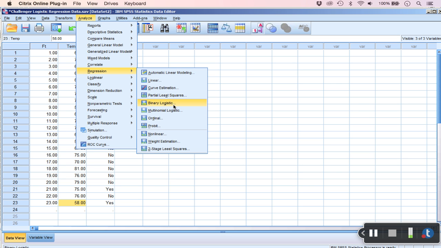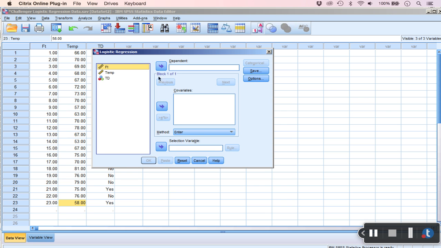If you wanted a dependent variable with more than two levels, you'd use the next one down, the multinomial logistic regression, but that's even more beyond the scope of what we're going to do here. So we'll click on binary logistic, and you can see our input box doesn't look too terrible.